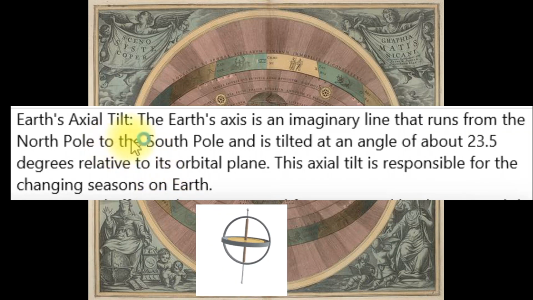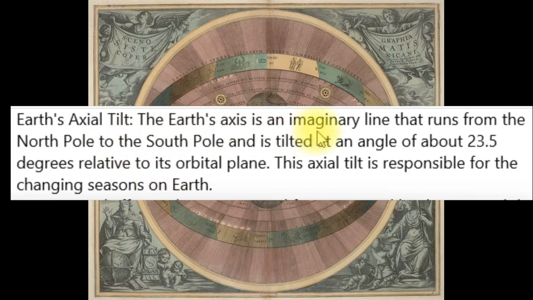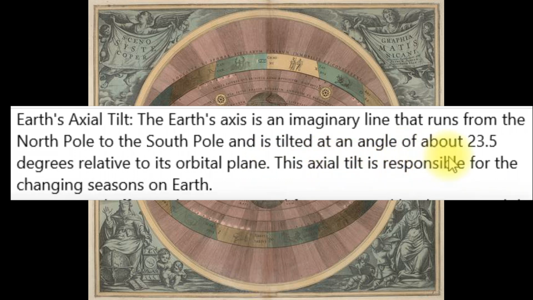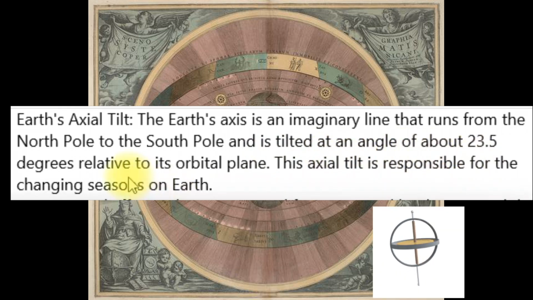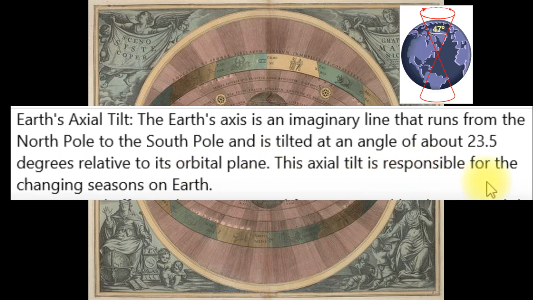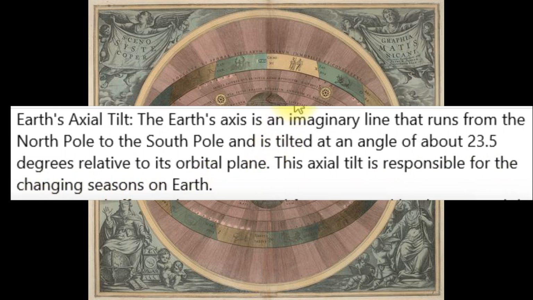The Earth's axis tilt. The Earth's axis is an imaginary line that runs from the North Pole to the South Pole and is tilted at an angle of about 23.5 degrees relative to its orbital plane. This axial tilt is responsible for the changes in the seasons on the Earth.